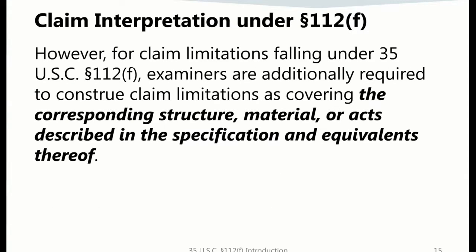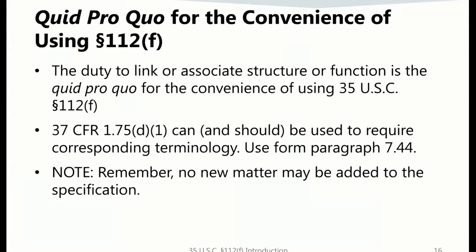However, claim limitations falling under 35 U.S.C. 112(f) require the examiner to construe the limitations as covering the corresponding structure, material, or acts described in the specification and equivalents thereof. As this slide points out, applicant has the responsibility of linking structure to the function for the convenience of employing 35 U.S.C. 112(f). Please note that no new matter may be added to the specification.